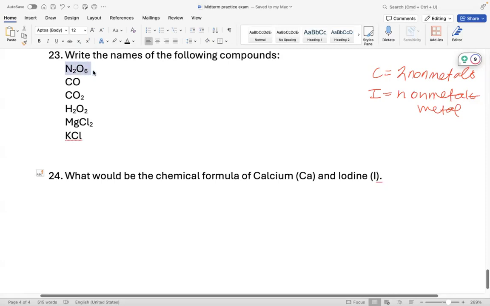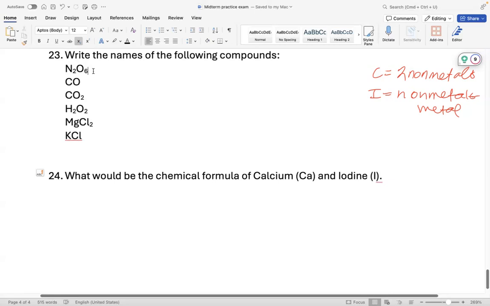Will this be on the reference sheet in the corner? The C is 2 nonmetals and I is a nonmetal and a metal. No, this is something I want you to commit to memory. You'll get a periodic table, but you just need to know that covalent is 2 nonmetals, ionic is a metal and a nonmetal.